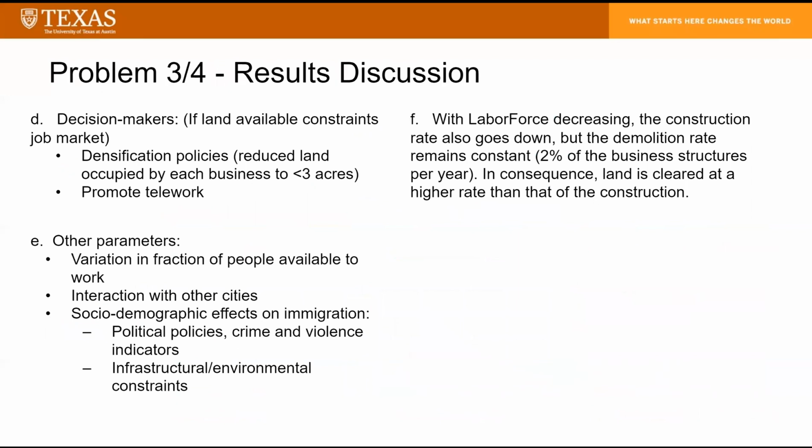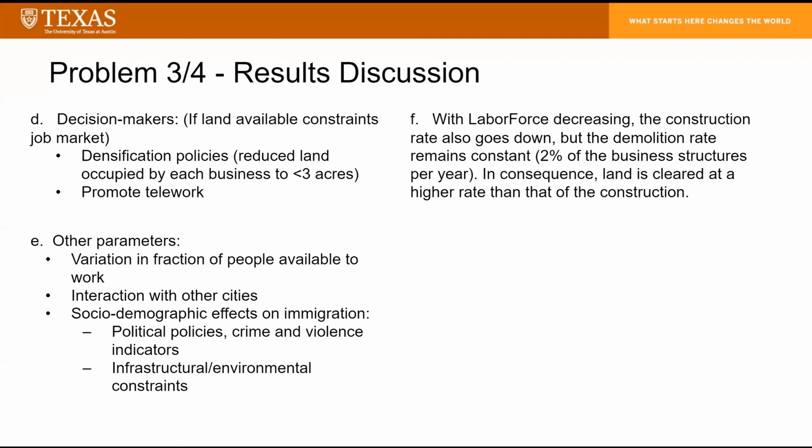Finally, there are some results that we discuss as well. If you're a decision maker, like a politician, looking at using this model to examine how labor can change in a region over time, you can notice that the land availability is one of the main constraints for the job market. And so in order to try to limit that and disrupt that behavior, you may try to implement some densification policies, such as reducing the land occupied by each business to something under 3 acres, or also promote something like telework, where people are able to stay at home and also work so that you can get more employees for the limited land that you have available.